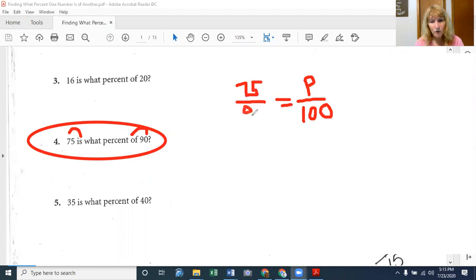And now what I want to do is first reduce 75 over 90 so that I have smaller numbers to deal with when I'm cross multiplying and dividing. So I can see that I believe 15 will go into 75. So let's see, 15 times 5 maybe? 5 times 5 is 25, carry the 2. Yes, so 15 goes into 75 and it goes into 90.